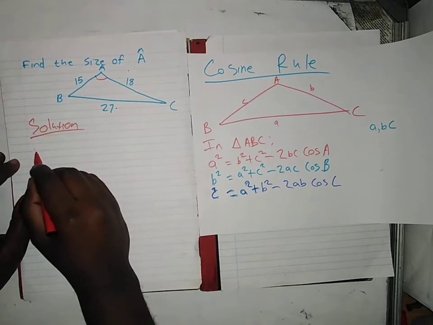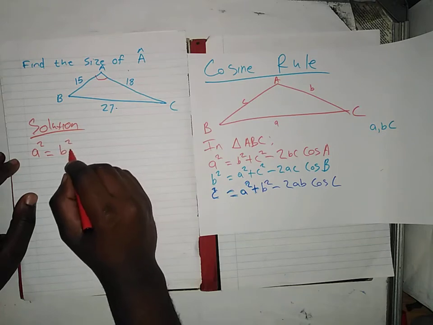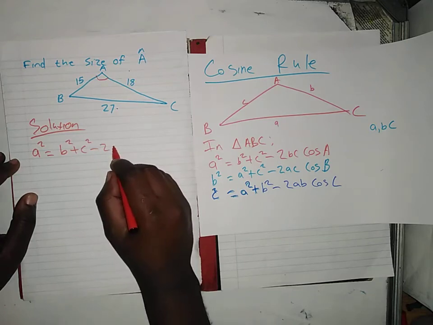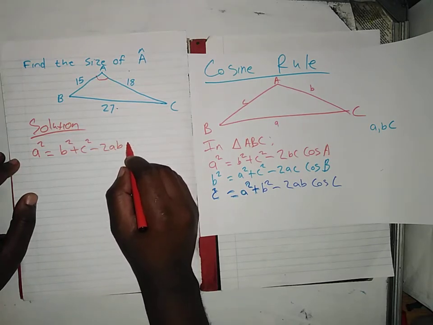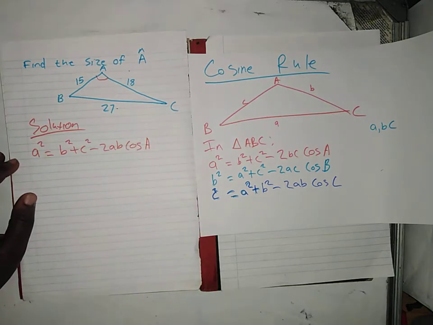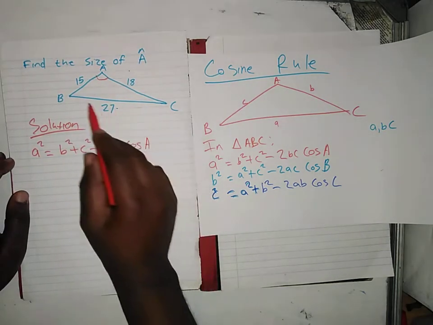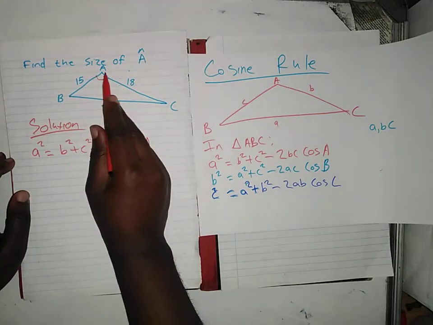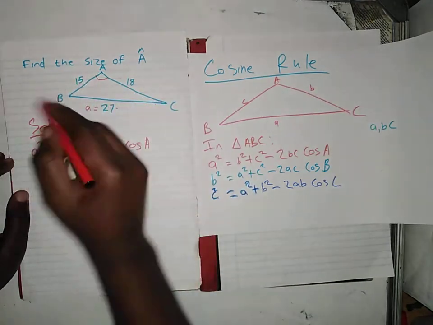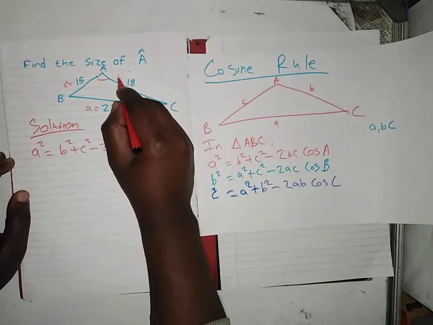So the solution. We're going to say a squared is equal to what? Is equal to b squared plus c squared minus 2ab, and then cos a that we are looking for. Okay, now remember, what is a, what is b, and what is c? a must be opposite capital A, so this is a is equal to this, and then c must be opposite this one, so c is equal to this, and then b must be opposite this capital B, so we've got b is equal to this.